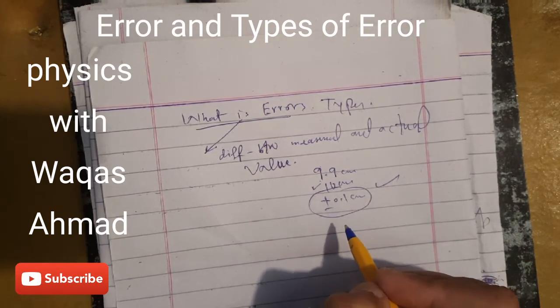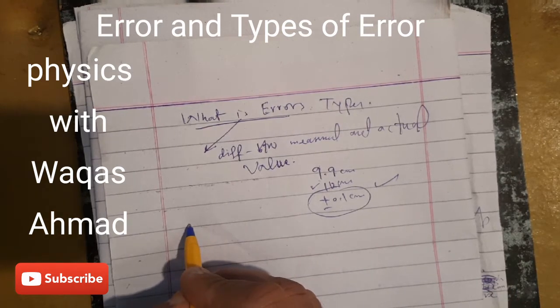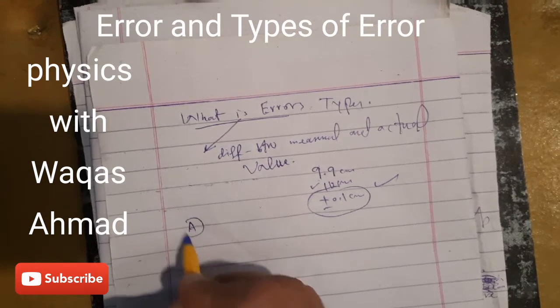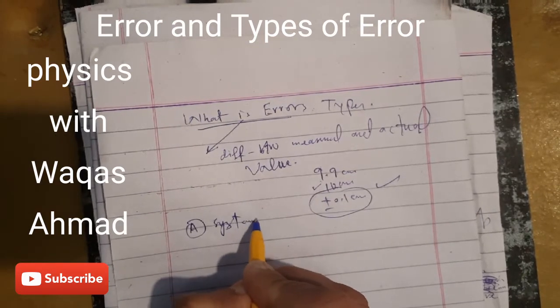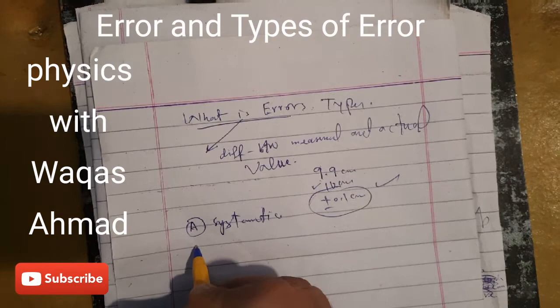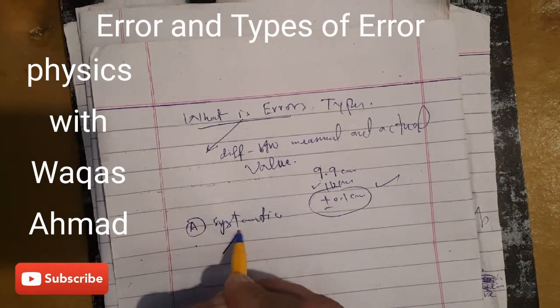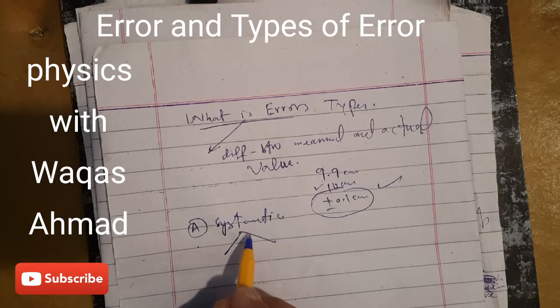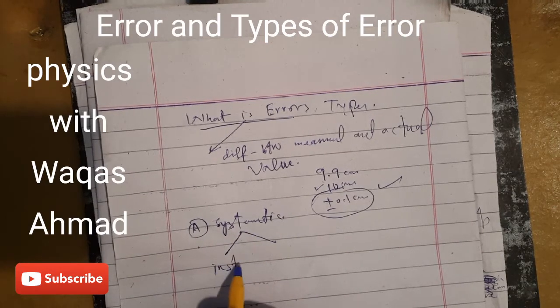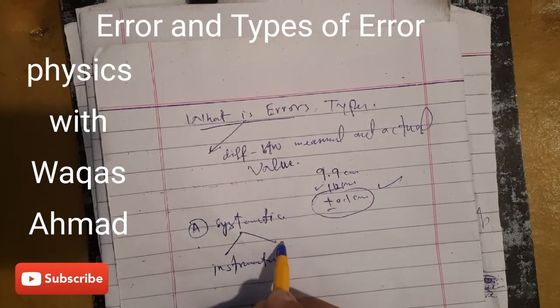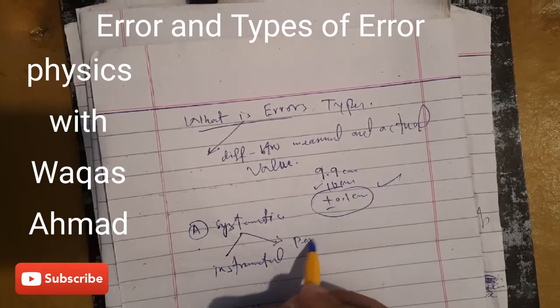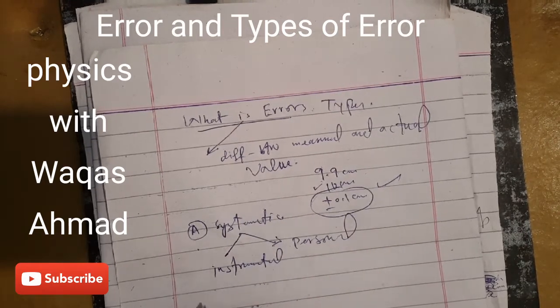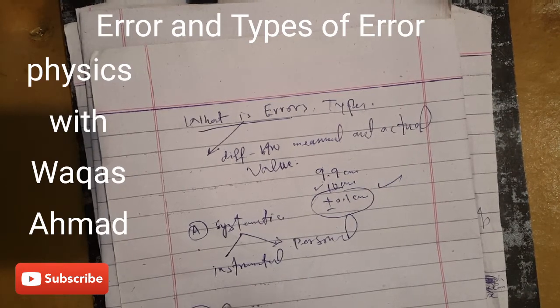Now, what are the types of error? Error may be of different types. So for example, it may be systematic, while systematic is further divided into two categories. Systematic error may be instrumental error or it may be personal error, while there is also another type of error which is random error.